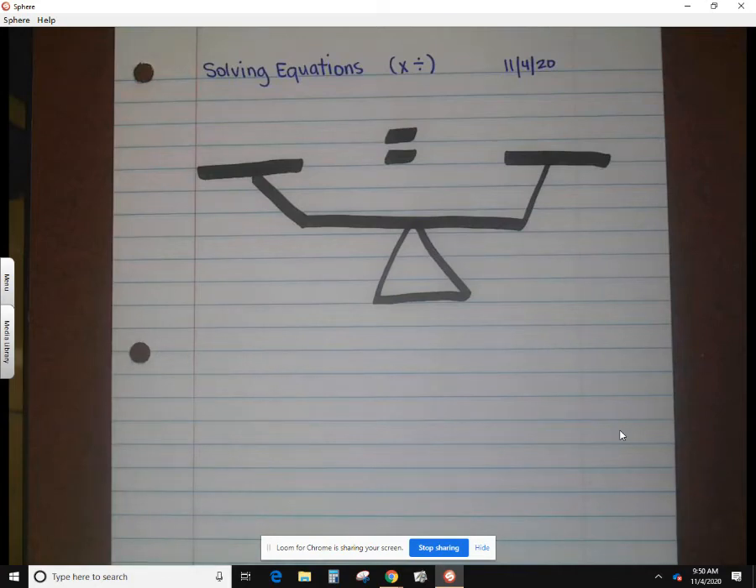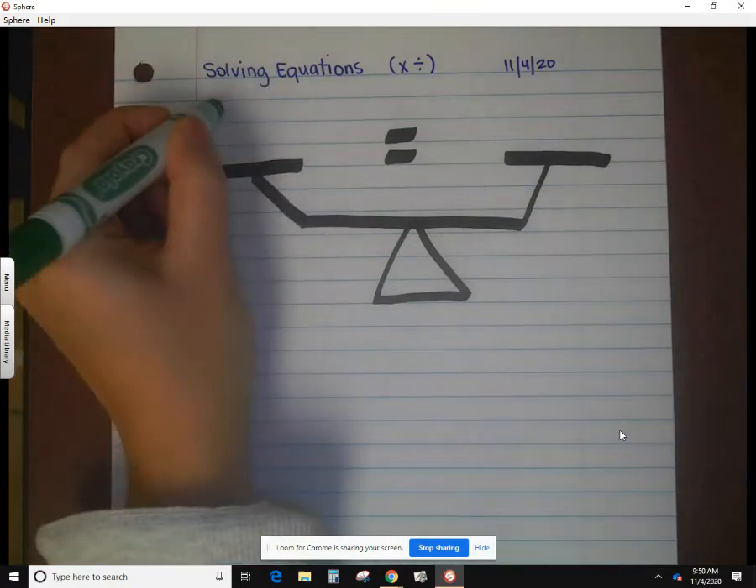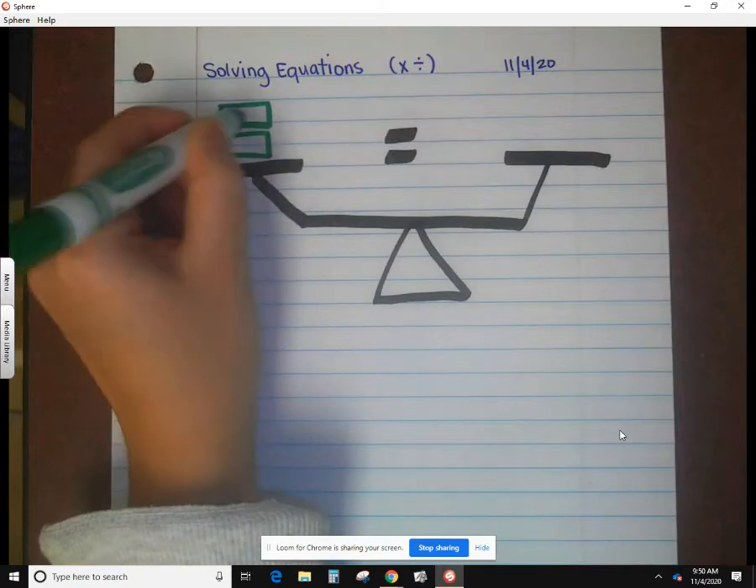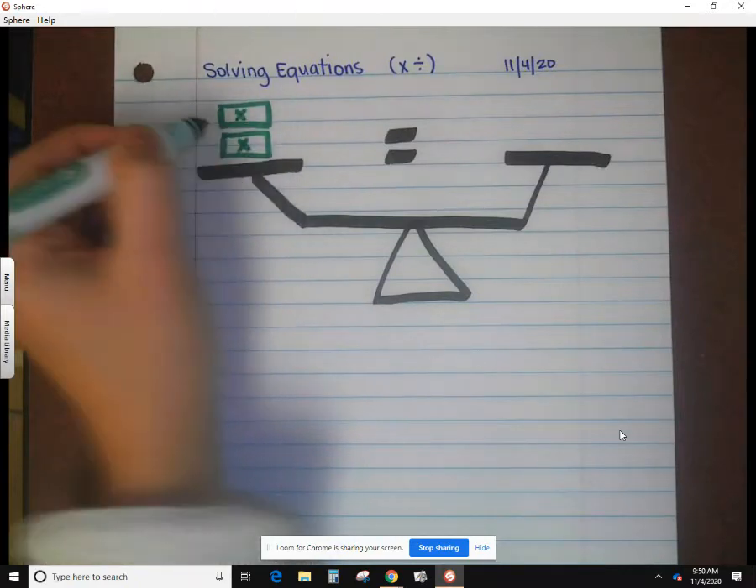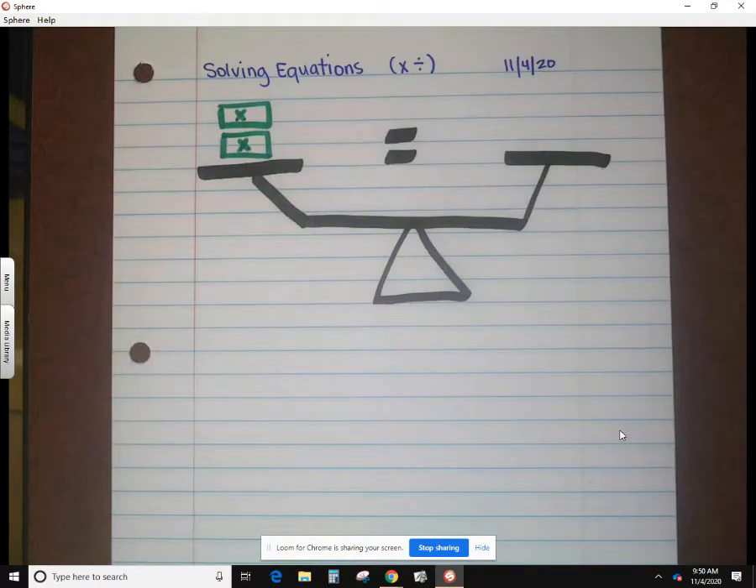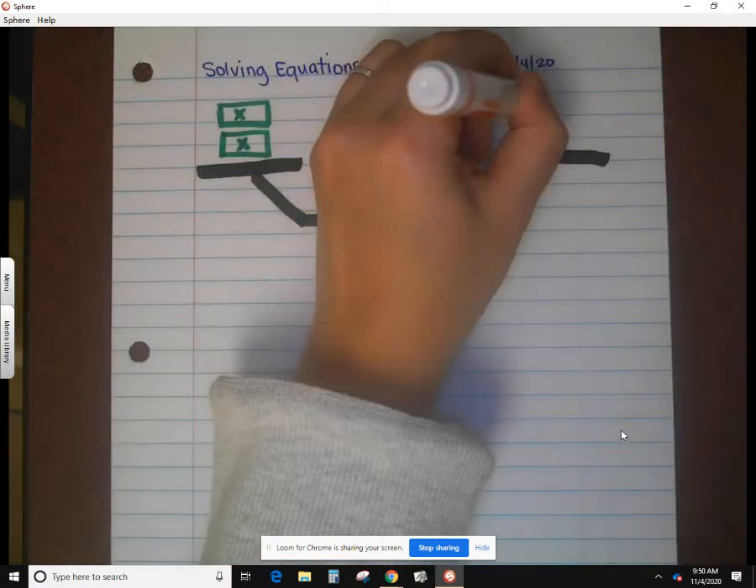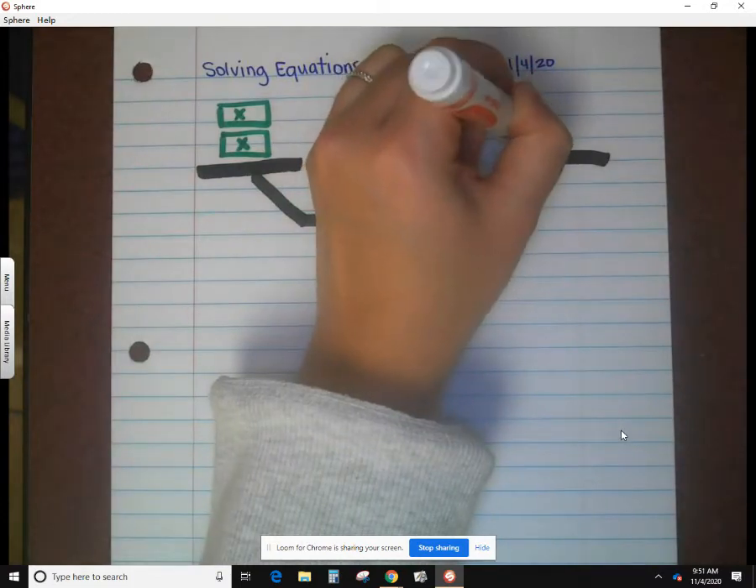Today we're going to talk about solving equations that include multiplication and division. Hopefully you already watched my other video on adding and subtracting equations, where I talked about how an equation is like a balance scale. So when a balance scale looks like this, it means that the two sides are equal in weight.